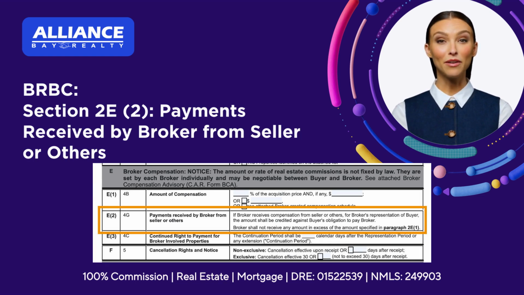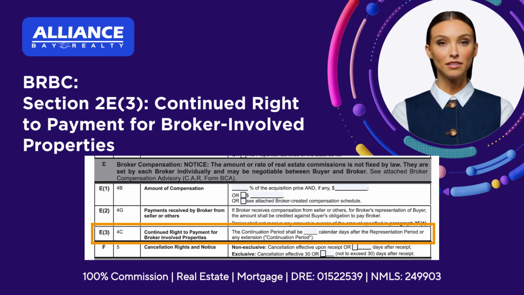2. The broker cannot receive more than the total amount agreed to in Section 2E1, regardless of where the money comes from. Section 2E3. Continued right to payment for broker-involved properties. This is the tail or continuation period. 1. You fill in a number of calendar days. 2. This period starts right after the representation period, including any extension, ends. 3. During this continuation period, if the buyer closes on a property the broker was involved with during the representation period, for example, shown, discussed, or negotiated, the broker may still be entitled to compensation as defined in the agreement.